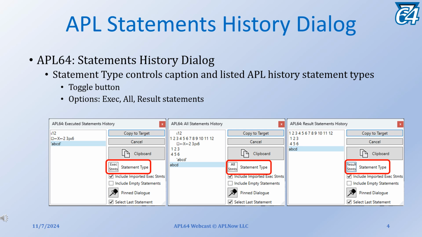In this slide, the 3 statement type filters are illustrated. The image of the Statement Type toggle button will change, indicating the selected statement type filter. The title of the APL Statements History dialog will change, indicating the selected statement type filter.